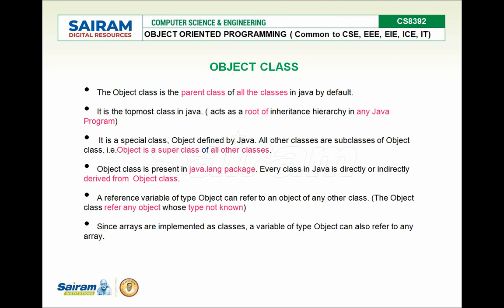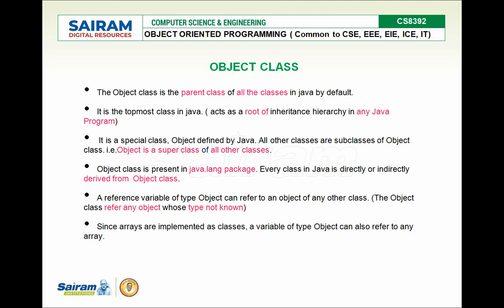A reference variable of type Object can refer to any object of any other class, right? Which means if you are creating an object, it could be an object of any class, and that can be referred to by the capital O Object class. That is the point. And the Object class can refer to any object whose type is not known. If it doesn't know which type it is, which means which class it belongs to, that can be referred to by capital O Object.